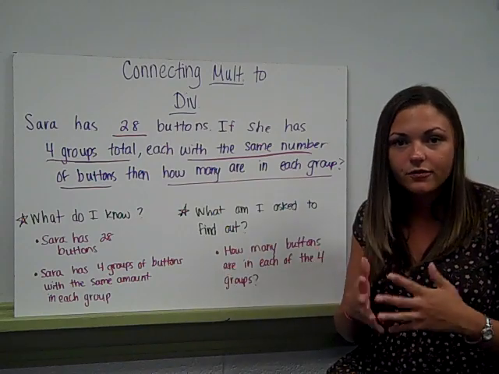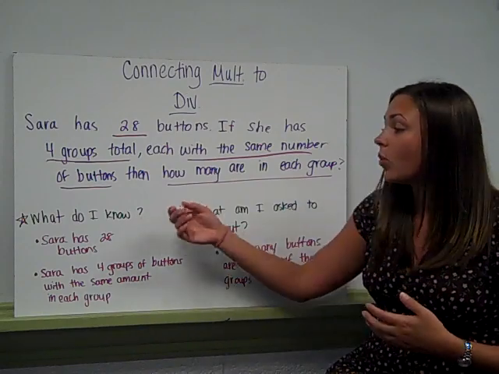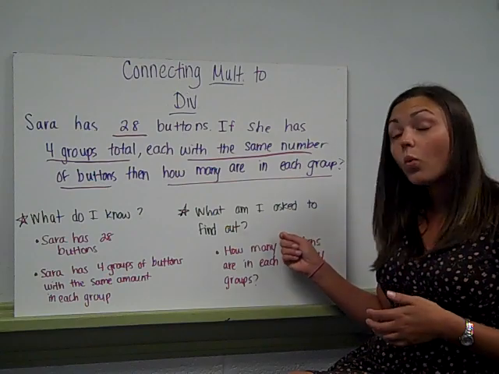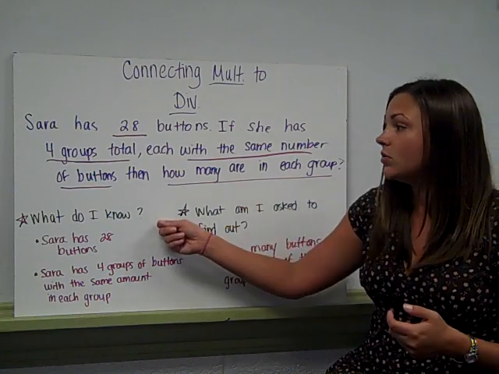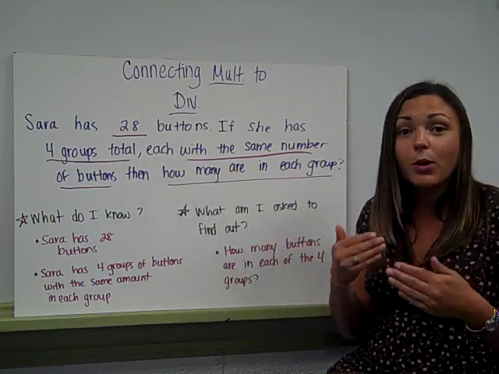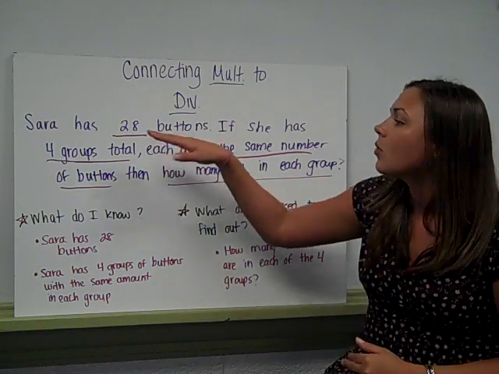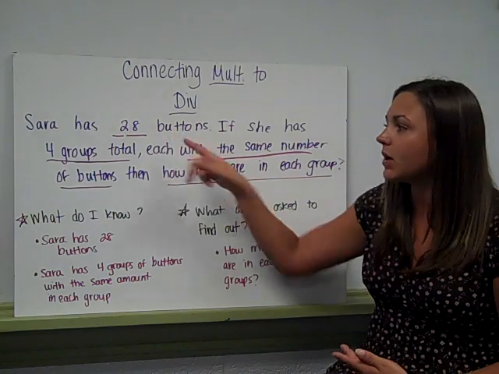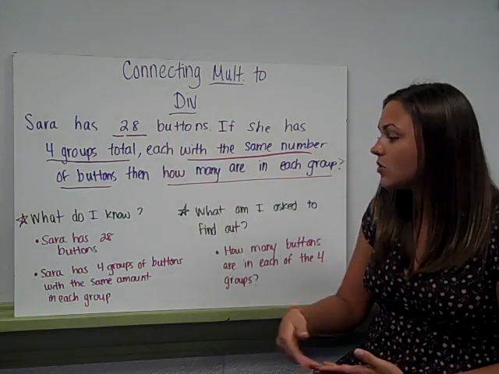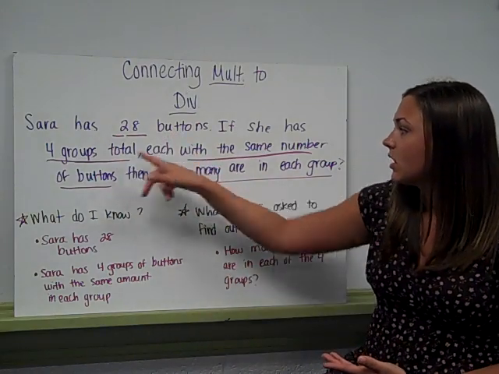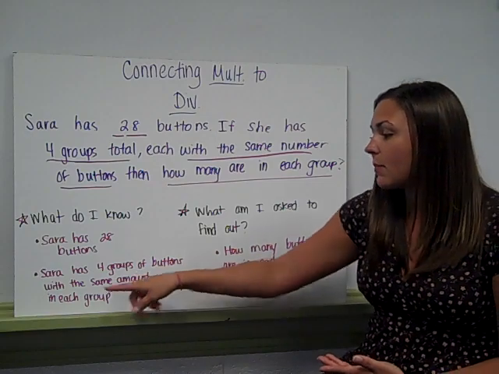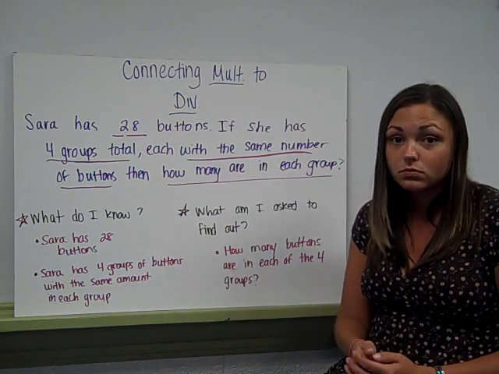First, we got to start off understanding the problem. What do you know? What are you asked to find? What do you know? I've underlined the things in the problem. Those are the important things that you're going to underline as well in your problems. What do I know? Well, I know that Sarah has 28 buttons. I also know that she has 4 groups, and each of the groups have the same amount of buttons in each group.